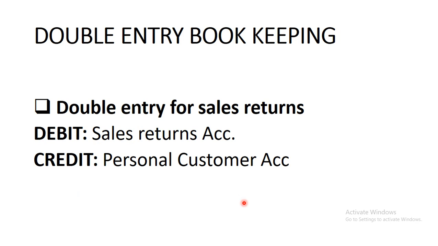What you need to understand is that when the customer returns goods to us, this is what we call a sales return. Sometimes we can call it the return inwards, but for you to sound more professional, you just have to say the sales return. So now, what's the double entry for the sales return? You debit the sales returns account and then you credit the personal customer account.